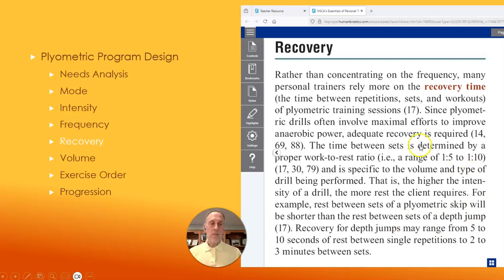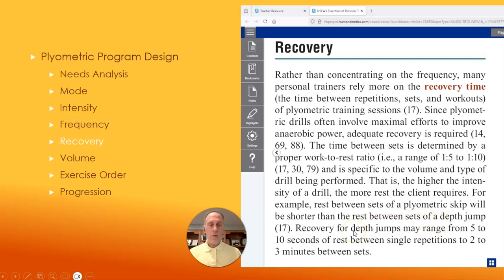Now, when you talk about sets, because it's power oriented, your work to rest ratio is going to be anywhere between 1 to 5 to 1 to 10, meaning if you have a minute of work, you're going to have 5 minutes of rest or 10 minutes of rest, depending upon the actual exercises being performed.